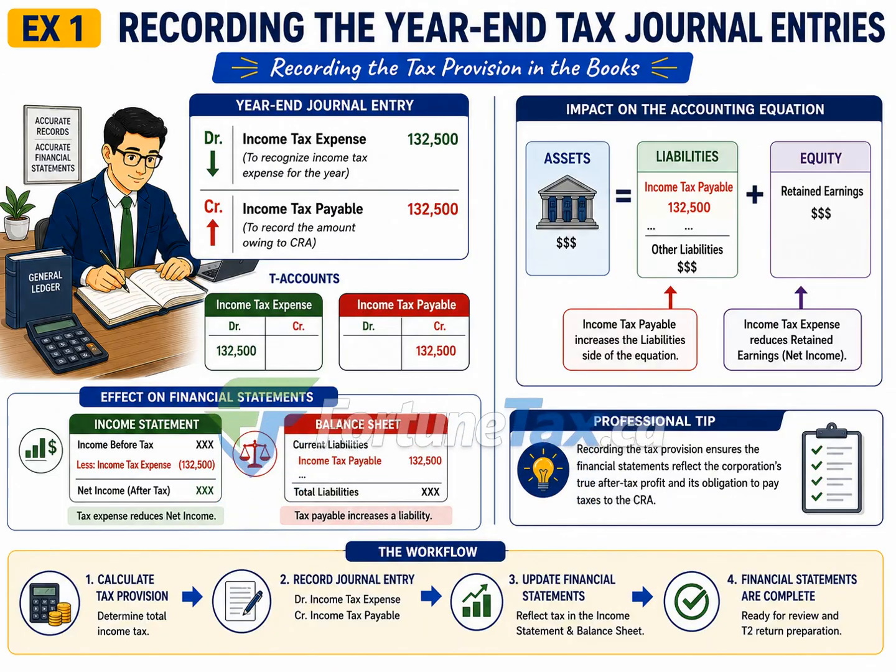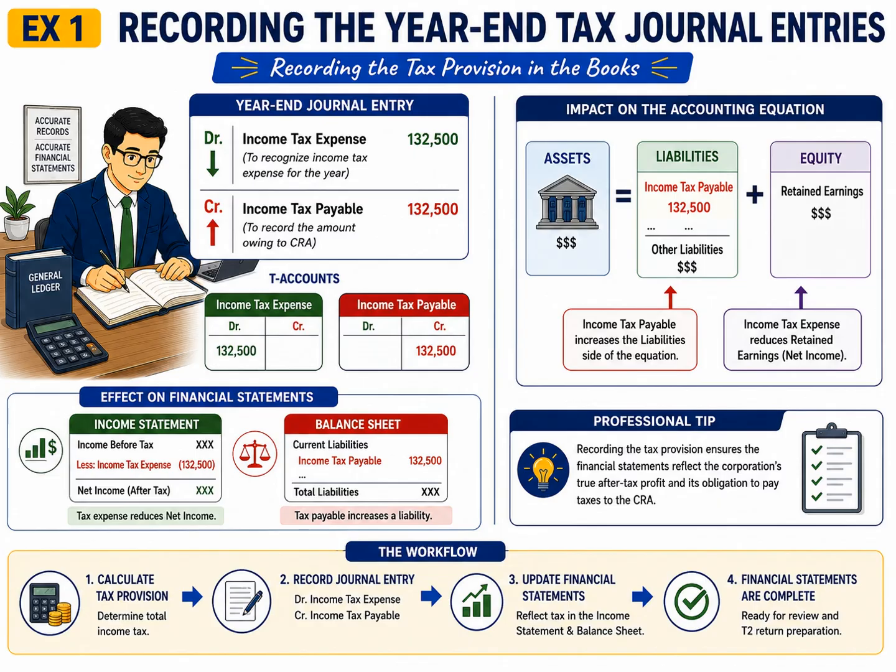Once the corporate tax provision has been calculated, the next step is to record it in the accounting records through a year-end journal entry. This step is essential because it ensures that the corporation's financial statements accurately reflect both its tax expense and its obligation to pay income tax. The journal entry is straightforward. We debit income tax expense and credit income tax payable.